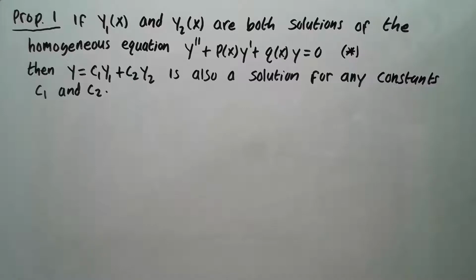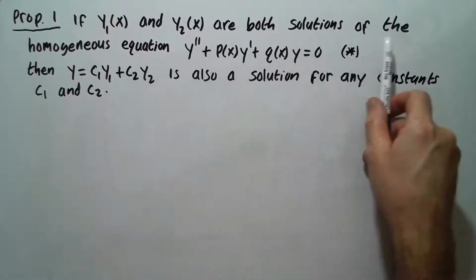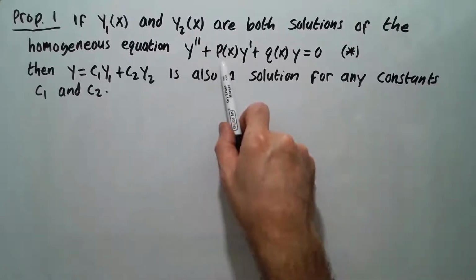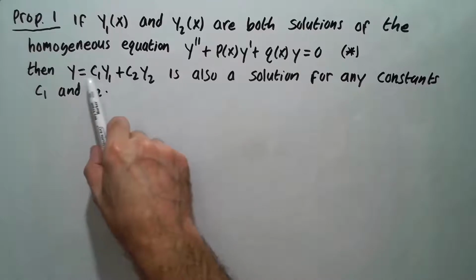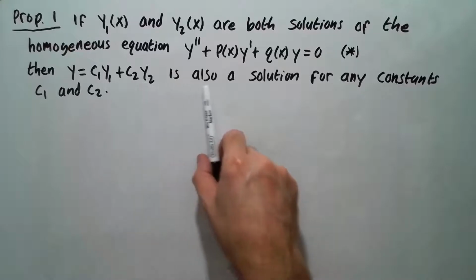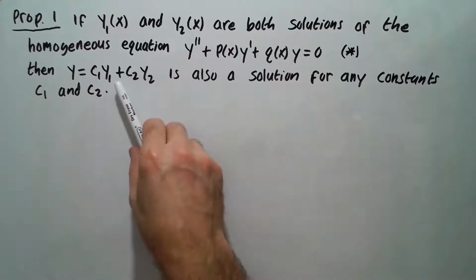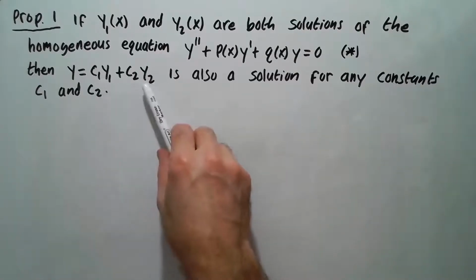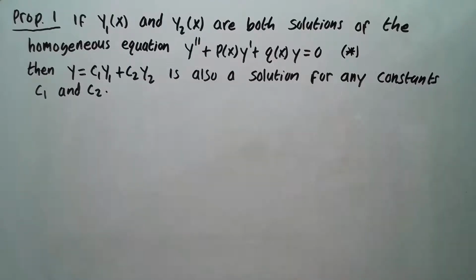Okay, so let's look at proposition 1. It says if y1(x) and y2(x) are both solutions of the homogeneous equation y double prime plus p(x) y prime plus q(x) y equals 0, then y equal to c1 y1 plus c2 y2 is also a solution for any constants c1 and c2. So this is saying that any linear combination of two solutions is also a solution of this homogeneous equation up here. Okay, so let's take a look at the proof.